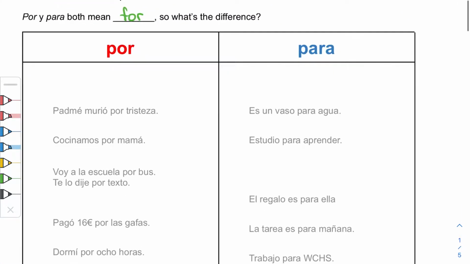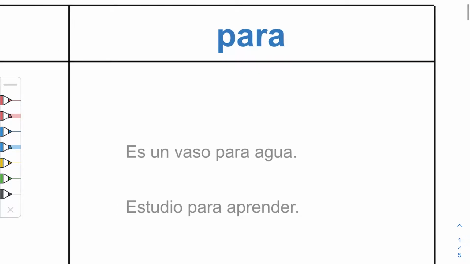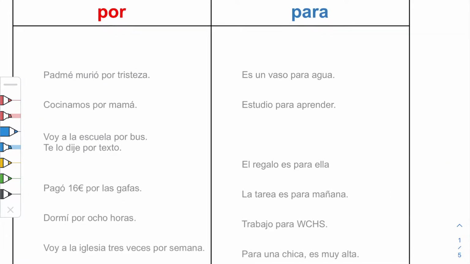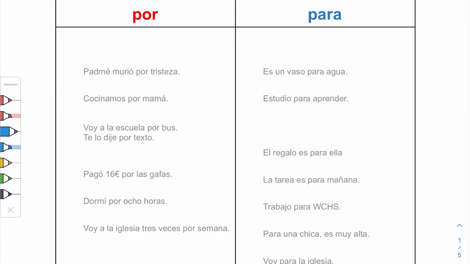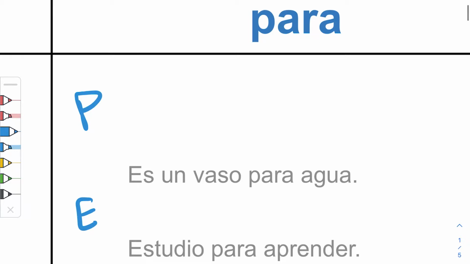So let's start with para because that has a fun acronym. Para we use for perfect things. So in order to remember when we use para, our reasons start with the letters in perfect. Okay, the P for para stands for purpose. Like the purpose of the vase is water. So say, es un vaso para agua.